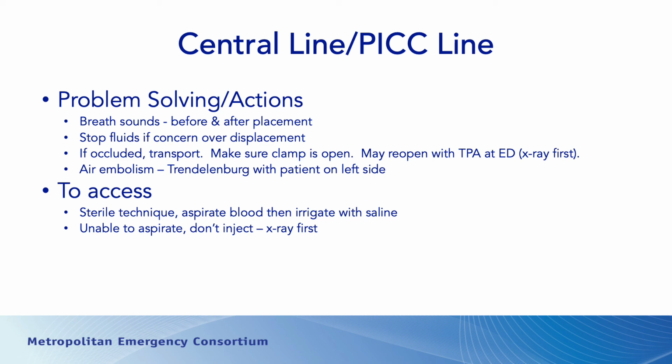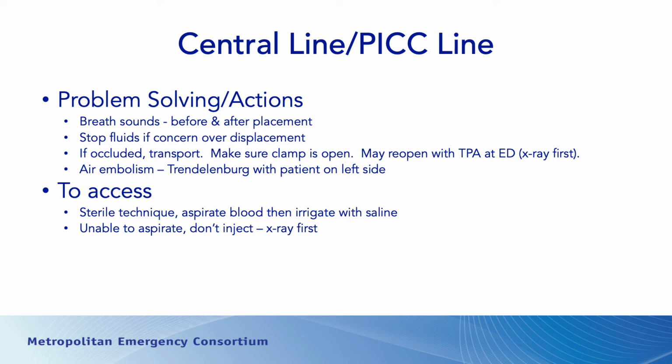To access these lines, you should use sterile technique. They all have valves on the end. Make sure the clamp is open, clean off the valve, put an empty syringe on the valve and aspirate. You want to get blood out before you put anything in. If you cannot aspirate, you're done.